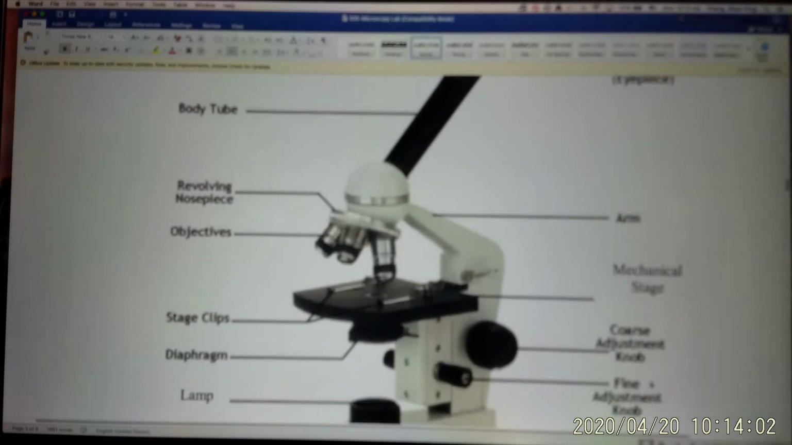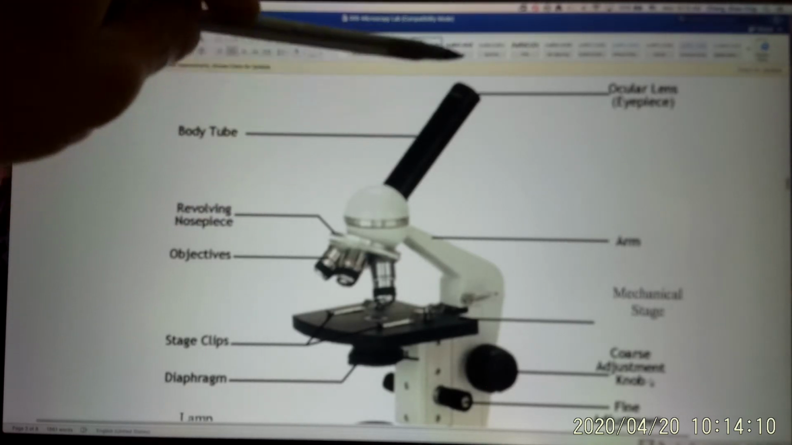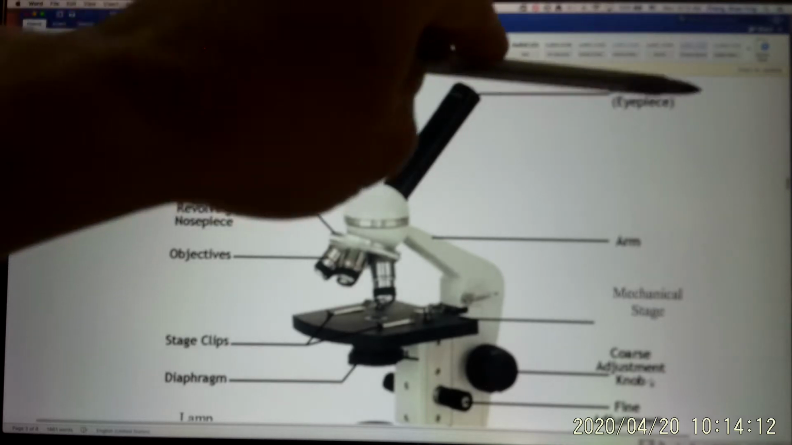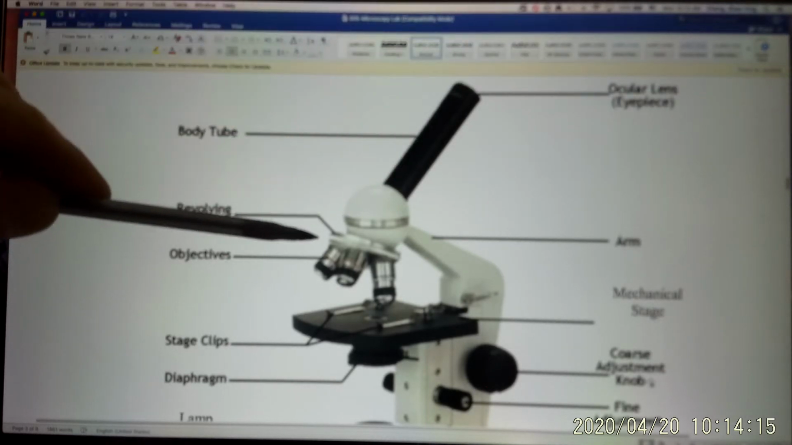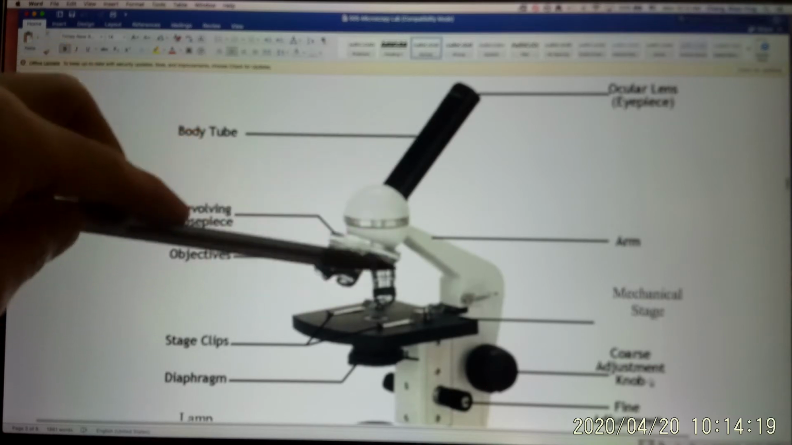Okay, so let's look at the microscope. That's the basic structure of the microscope. So I will give you a microscope and ask you what's the name of this, what's the name of that. And that's the lens that touches your eye, so it's called the ocular lens. And that's the objective. That's the one that touches the sample. So you have two lenses.